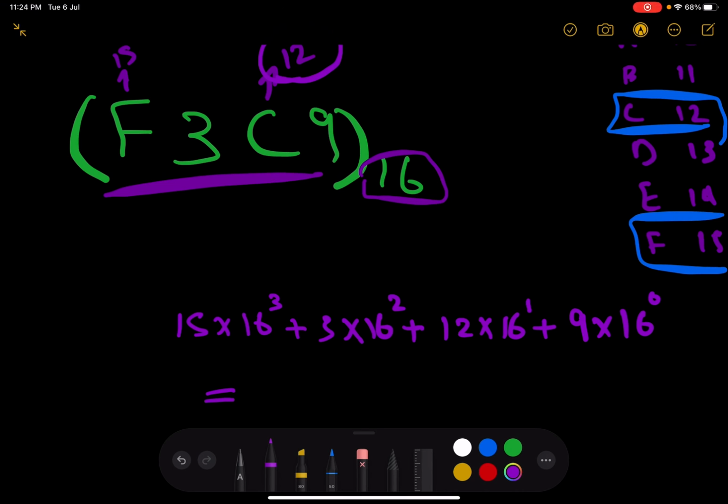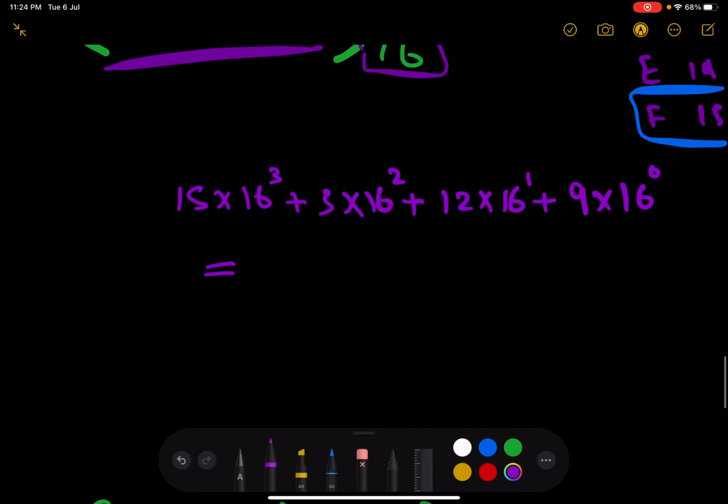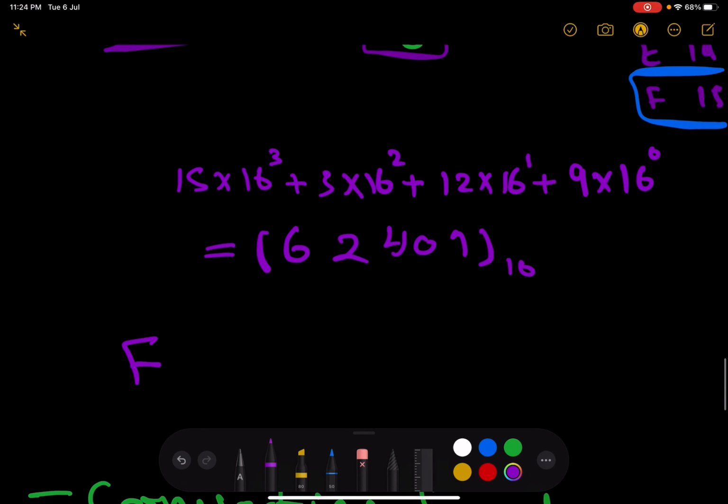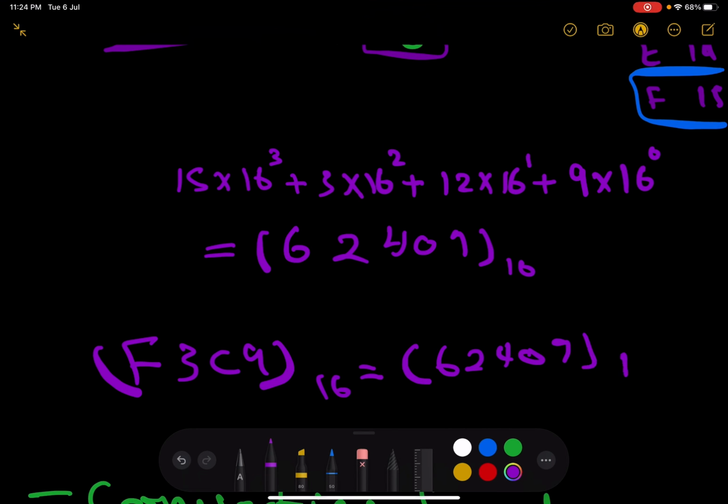So this number is equivalent to 62409 in the decimal system, so you can rewrite it again. The hexadecimal number is equivalent to 62409 in decimal.